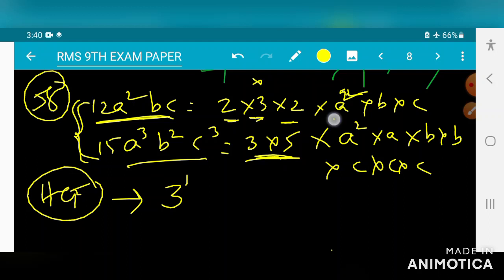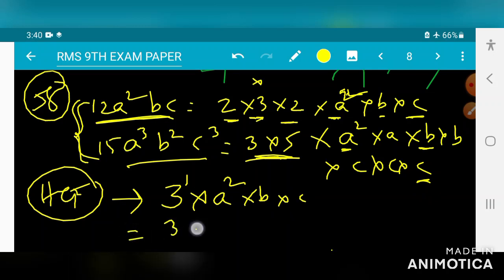Okay, next here, see here is a square, and here is also a square. Can we take a square? Yes, a square. Next here is b, and here is also b. Here is b square, but here only one b exists, so we take only b. Here is c, and here is c. So the required answer is 3a square.